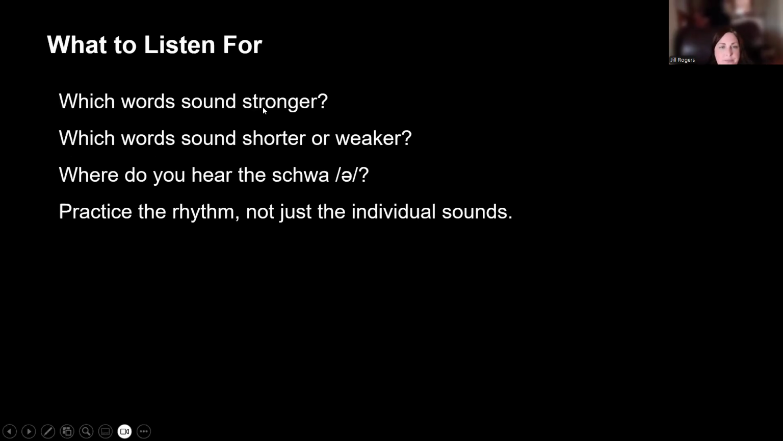So, for example, what should you listen for? You want to ask yourself which words sound stronger. You want to ask yourself which words sound shorter or weaker. And where do you hear that schwa? And then you want to practice the rhythm after you're done.